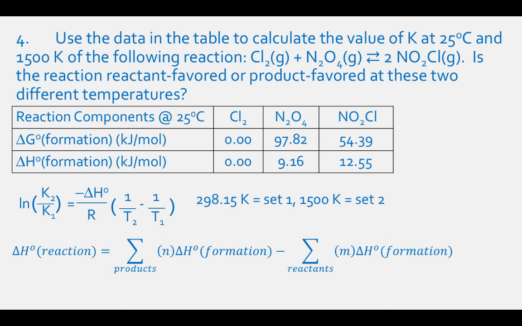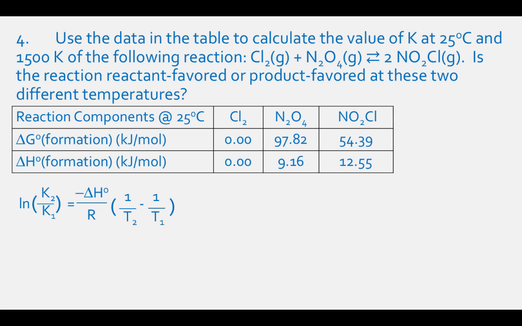We will do this using the same equation we used to calculate our standard delta G of the reaction. Standard delta H of the reaction equals sum of the product's standard delta H of formation times the coefficient in the balanced equation minus the sum of the reactant's standard delta H of formation times the coefficients in the balanced equation. This will equal 2 moles times 12.55 kilojoules per mole minus 0.00 kilojoules per mole plus 1 mole times 9.16 kilojoules per mole. Our standard delta H of reaction equals 15.94 kilojoules.